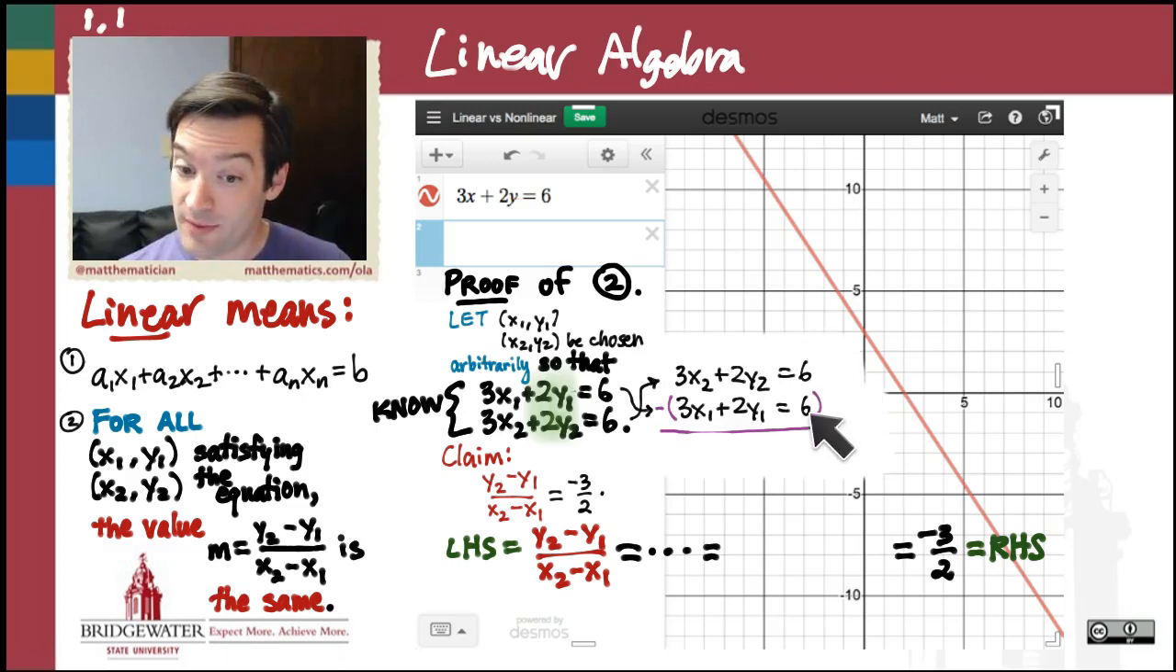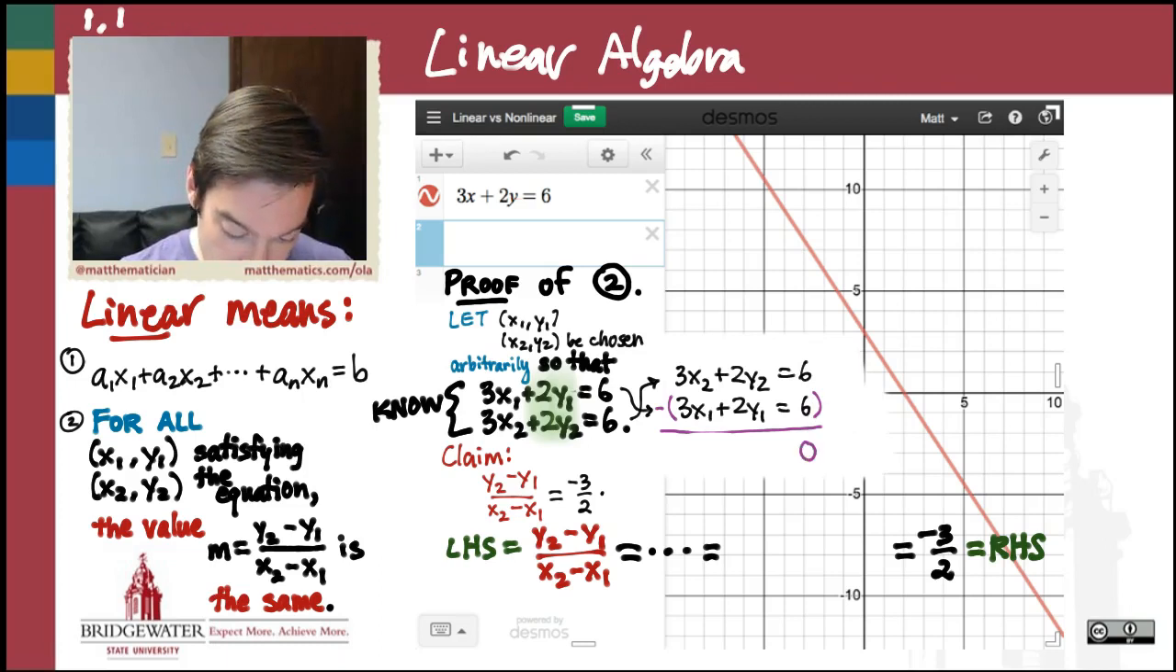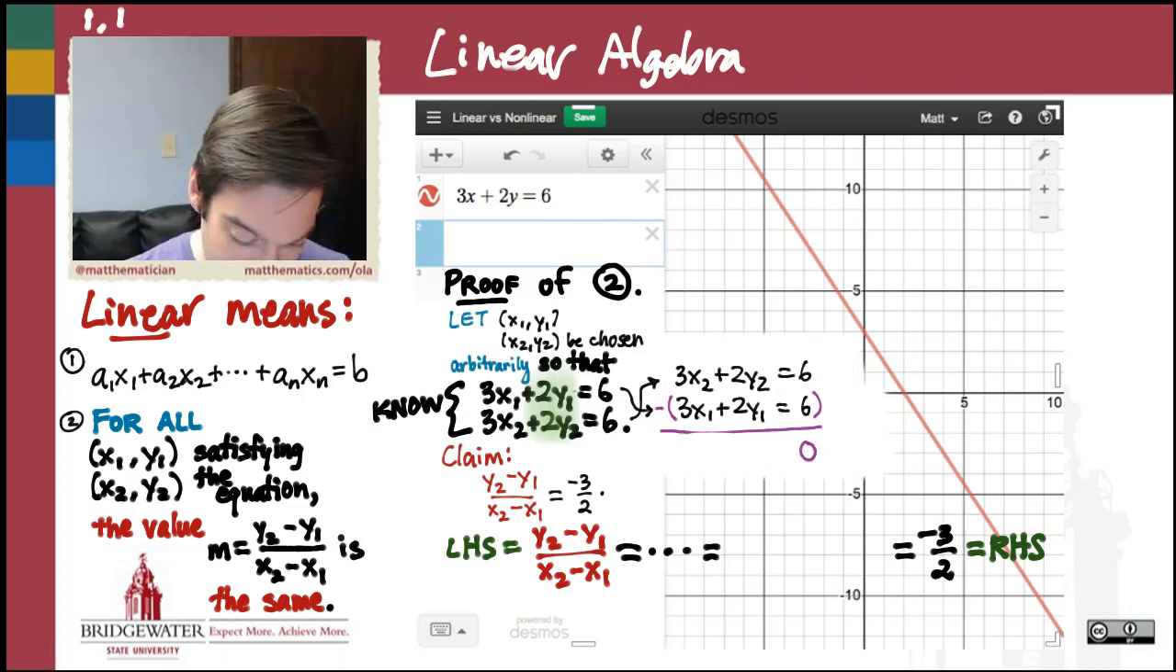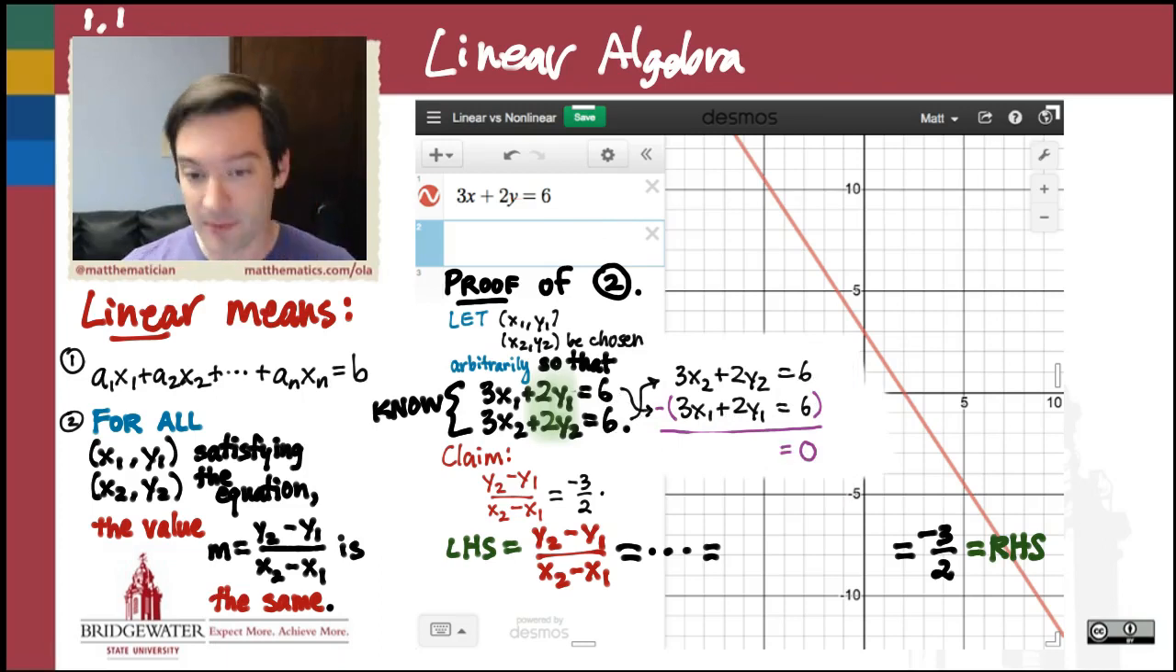So when I subtract the first equation from the second equation, when I subtract out the right-hand sides, I'm going to get 6 minus 6, which is 0. And looking back at what we know about x1, y1, x2, y2, because they both satisfied an equation that had the same right-hand side, right? They both had to satisfy this same equation. The right-hand sides in a process like this are always going to cancel out and give me 0. So that might be a clue that we can hang on to for later.